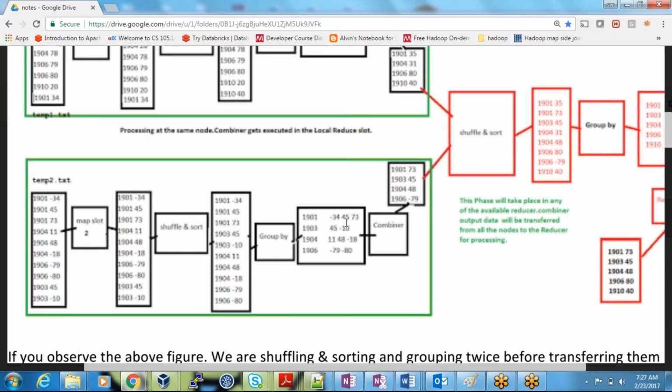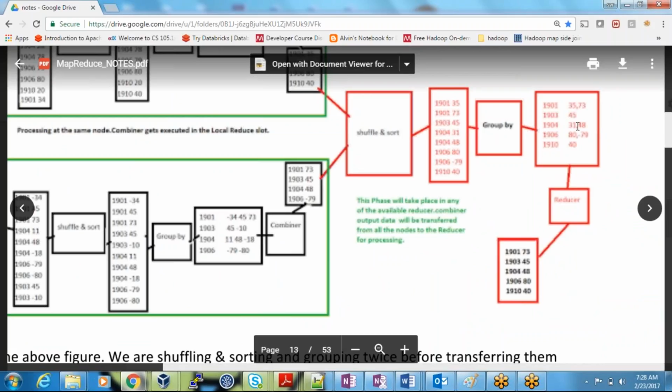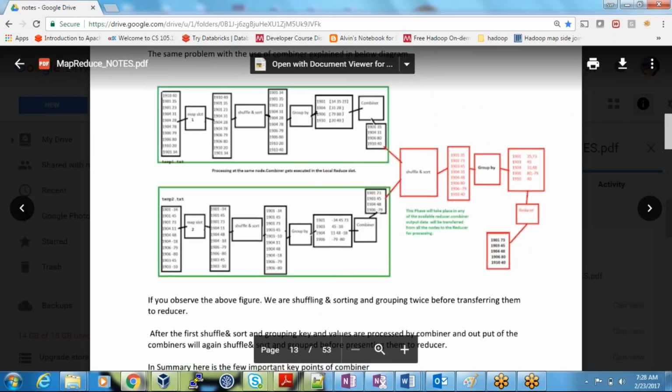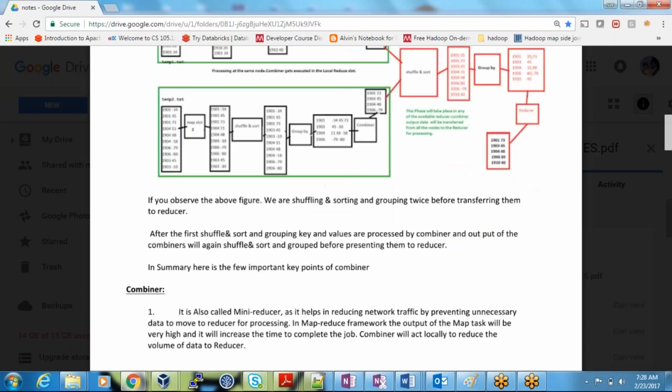Here also it is the same. Instead of sending this many key value pairs, I'm sending fewer, and the final reducer is receiving fewer key value pairs. Otherwise it could have received 10 here and 10 here, 20 key value pairs, but it received only 9 instead of 20 to 30. What did I do for reducing? I implemented a combiner. I have written my combiner code in my MapReduce.